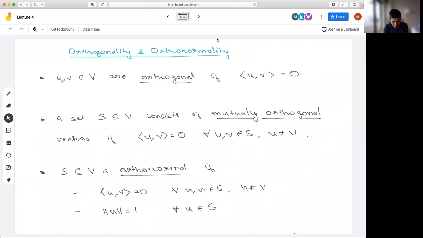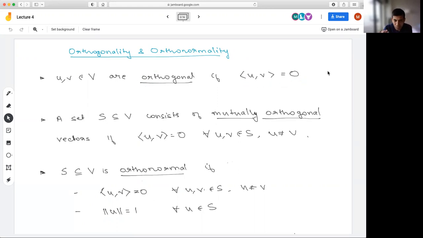Okay. So today, I want to continue our discussion of inner products and specifically talk about the case when the inner product is 0, which is quite interesting in terms of what all it implies. We say two vectors u and v are orthogonal if their inner product is 0.